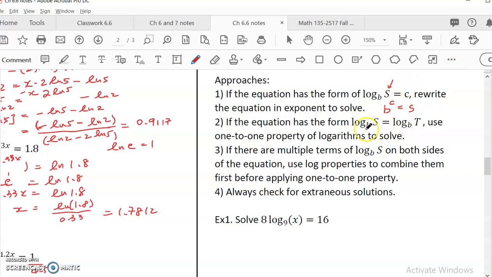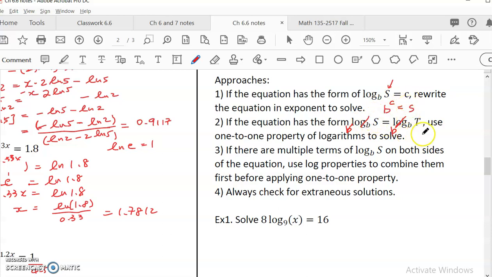So that's one way. The other way is if you have log on both sides, of course they have to be the same base. Then you use something called the one-to-one property. Log is a one-to-one function, so you can just do s equal to t. So you can actually cancel it. The theory behind this is you apply exponent b on both sides, and b to the power and log are inverse functions, so they cancel each other. So you have s and t, right? But in practice, what you do is, if you see a log on both sides, you cancel them.